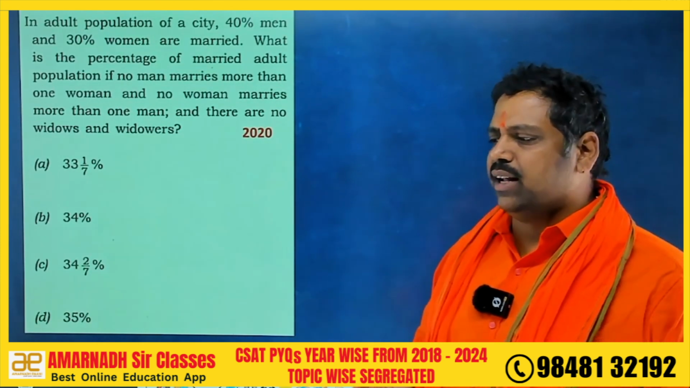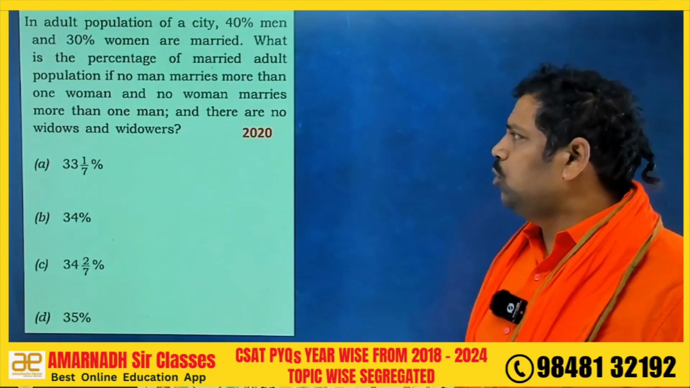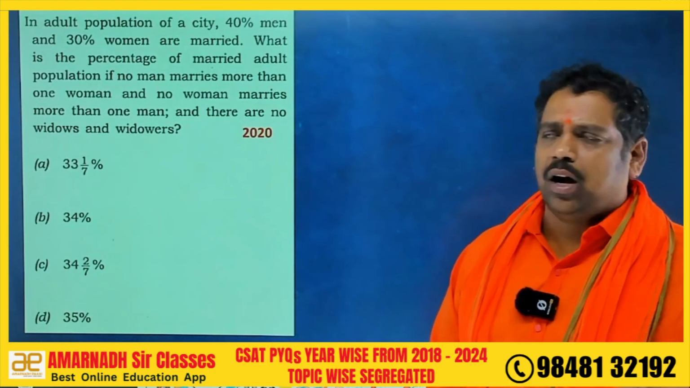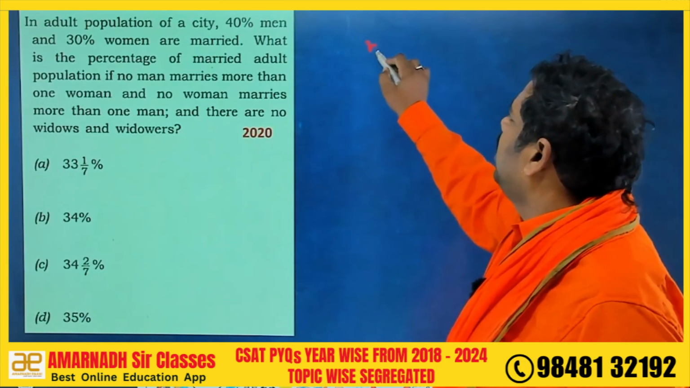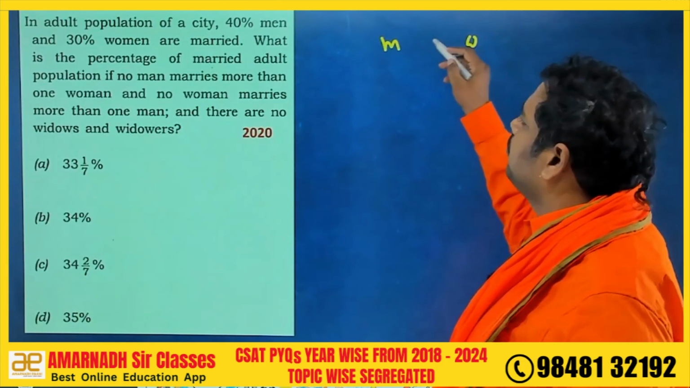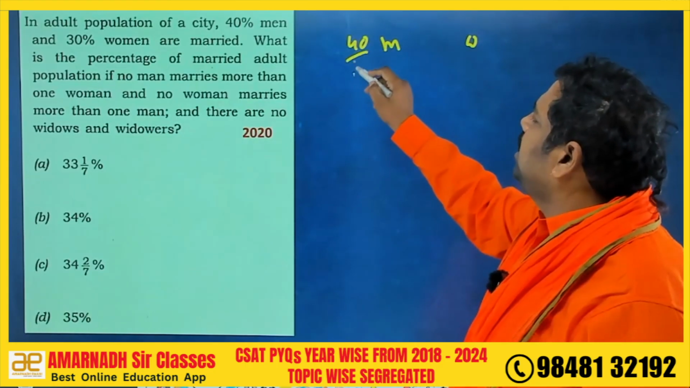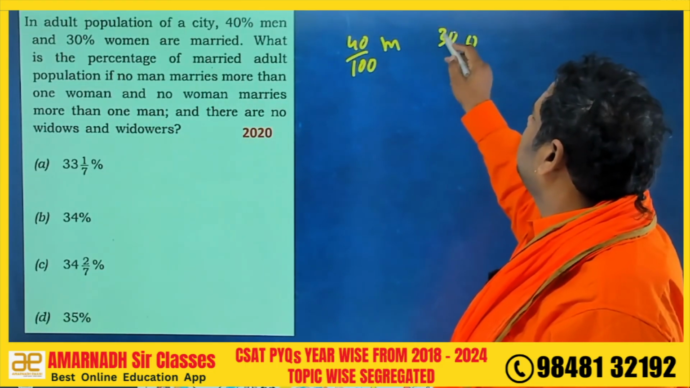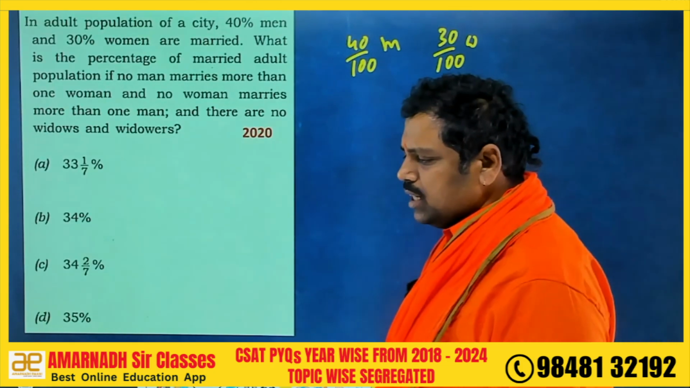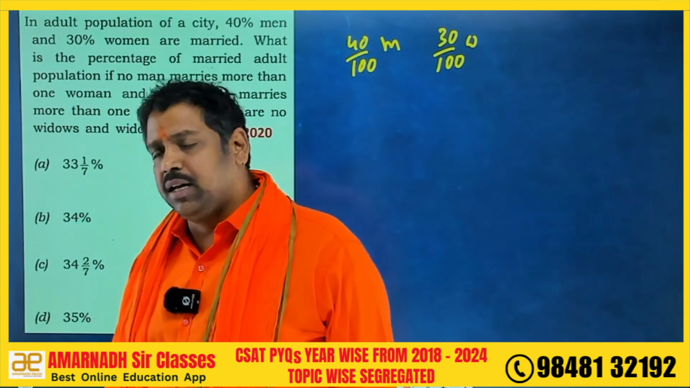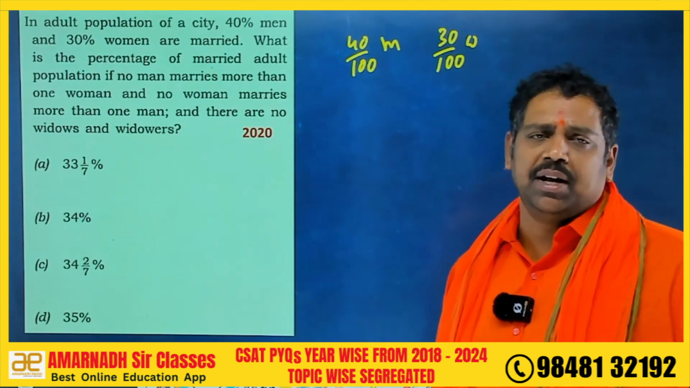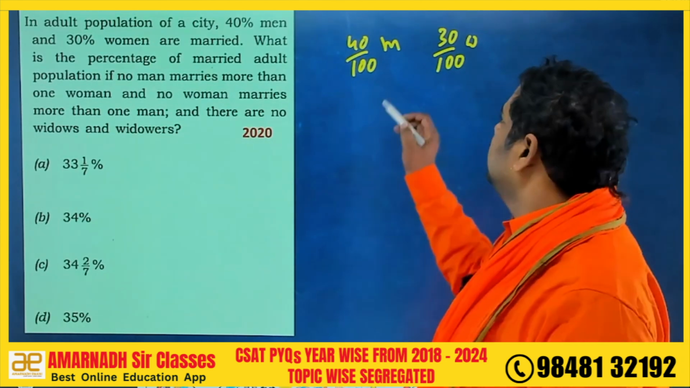Okay, so very clear he gave the question. What he said is one man married only one woman, and one woman married only one man. Let us say the number of men is M and the number of women is W. 40% of the men got married and 30% of the women got married. So we know that the number of men married is equal to the number of women married, because one man marries only one woman and one woman marries only one man, right? That's why these two are equal.